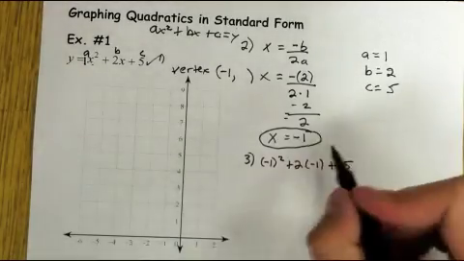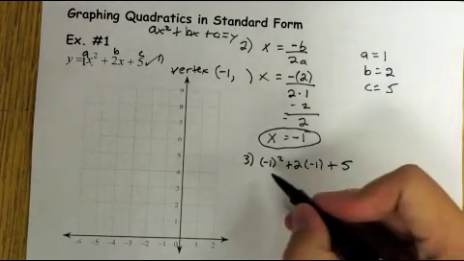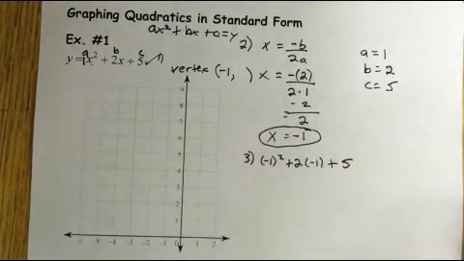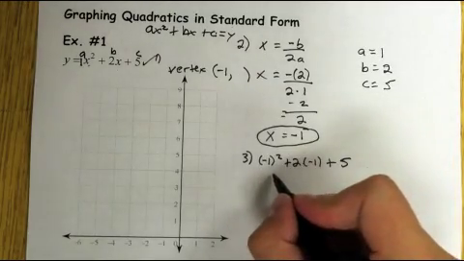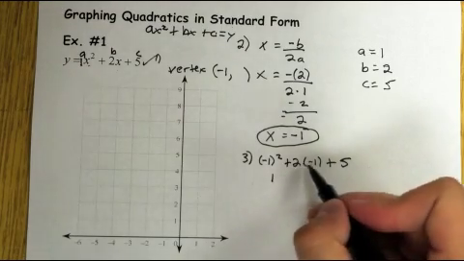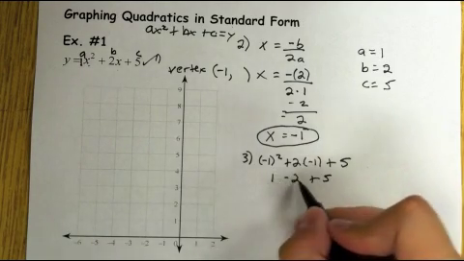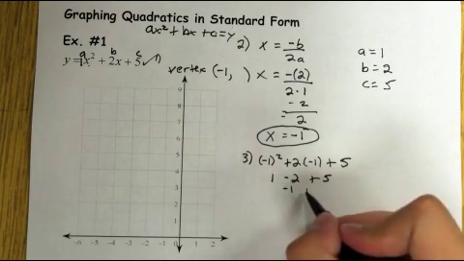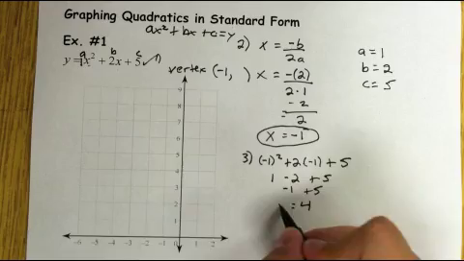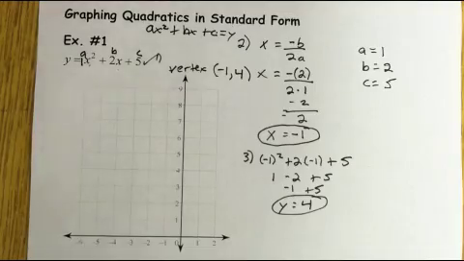You can plug this right into your calculator. The calculator will do the work, but use parentheses. Every time you have a squared, you should always use parentheses. I'm going to do it by hand. Negative 1 squared, negative 1 times negative 1, is 1. 2 times negative 1 is negative 2 plus 5. 1 minus 2 is negative 1 plus 5, which is 4. So y equals 4.